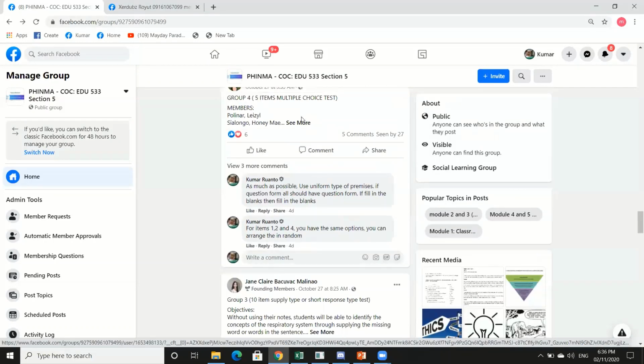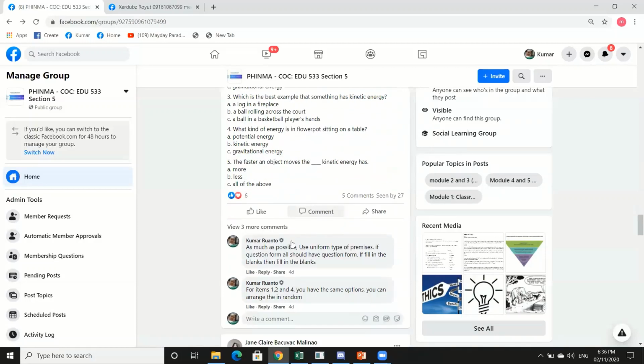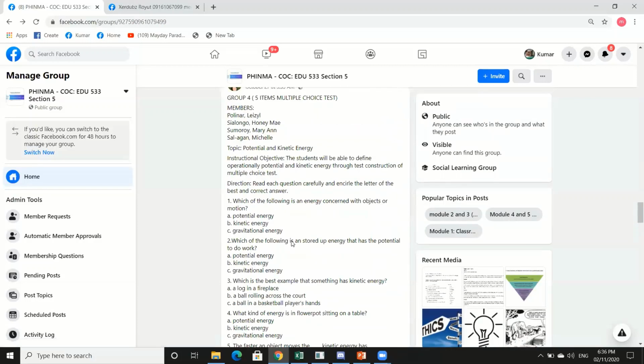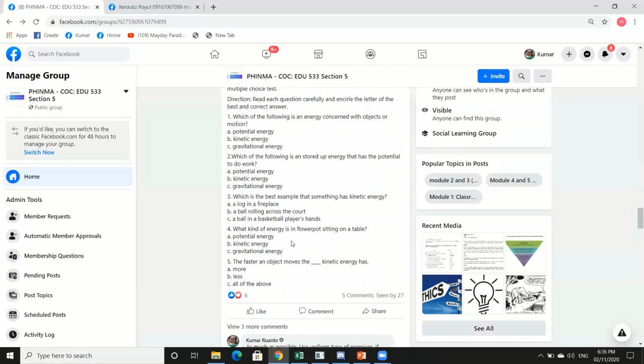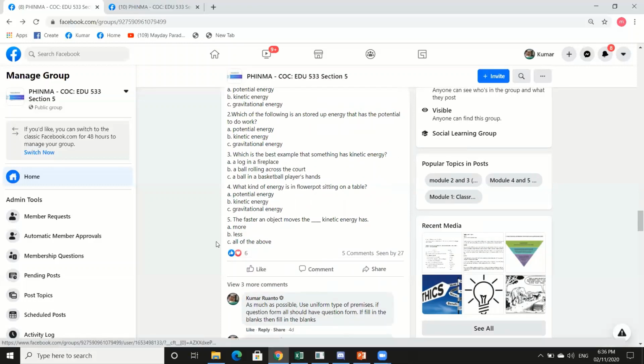Okay, let's have here some multiple choice tests. Again, use a uniform type of premises. If it's a question, then all question form. Let's fill in the blanks and fill in the blanks. Okay, for one and two, since they are using one same question, you may try to arrange them randomly. Okay here, number five, try to use all of the above questions. Usually they are the answers. Okay, avoid using all of the above options.